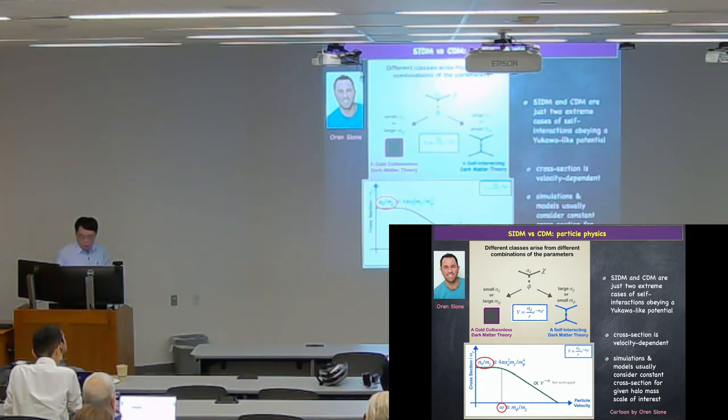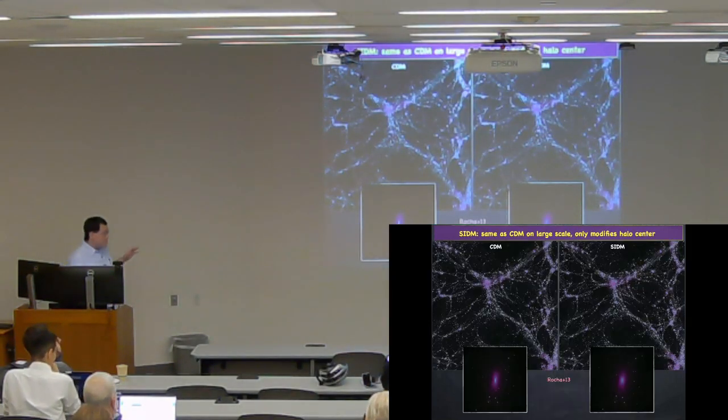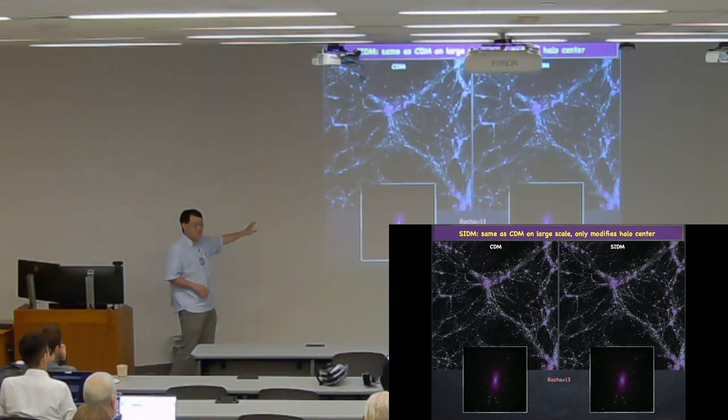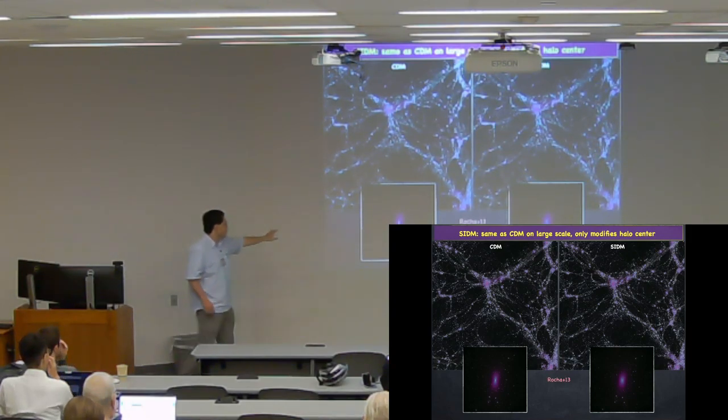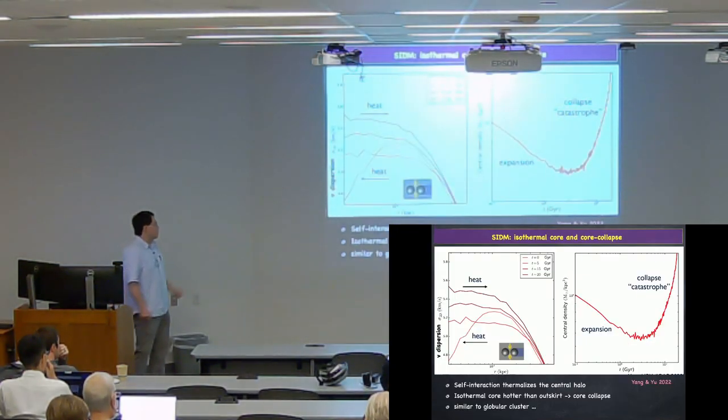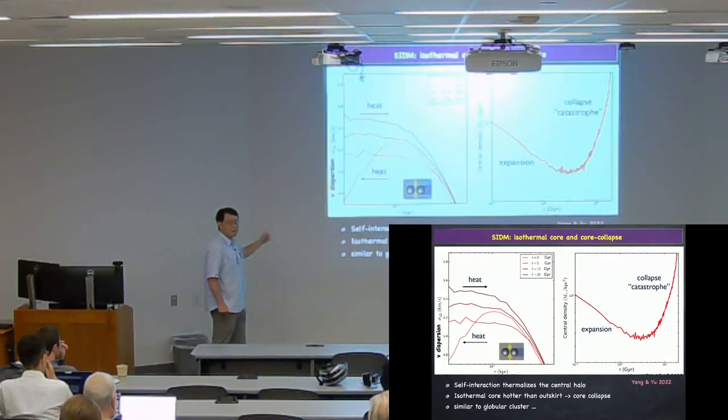Usually in simulations and models, we consider constant effective cross-sections because we usually talk about a given halo mass scale. It's not a bizarre theory also in the sense that on the large scales, it must reduce to CDM-like predictions. Right? It only modifies the halo center, and it modifies the halo center in a very simple way.